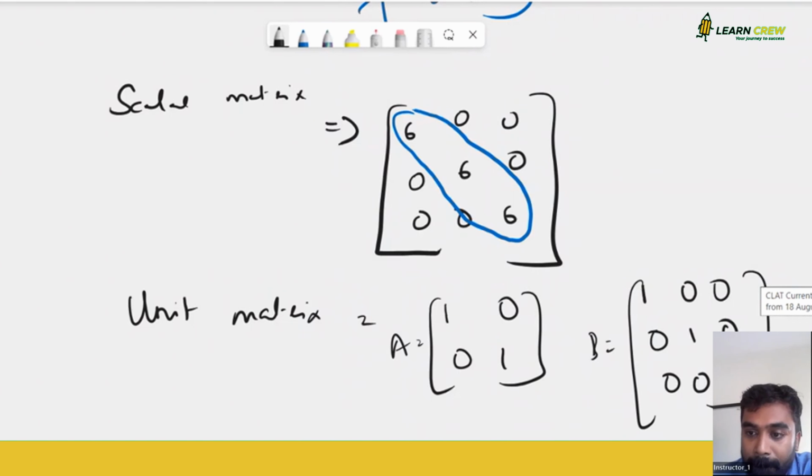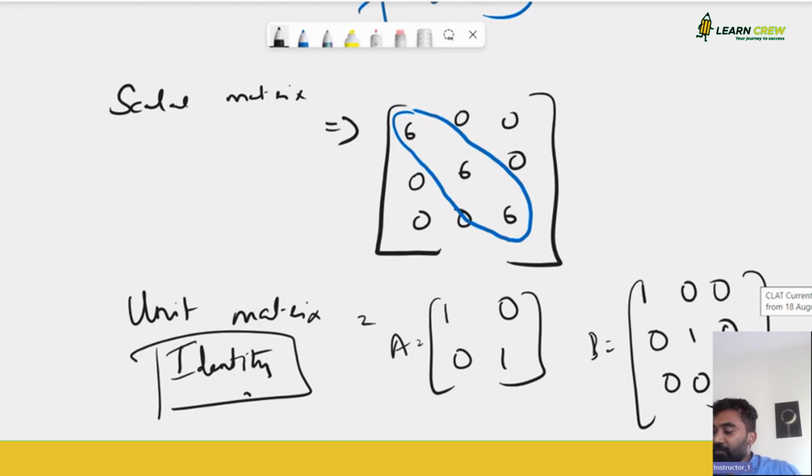Sir, is it like an identity matrix? Yes, this is also an identity matrix. Unit matrix and identity matrix are all the same.